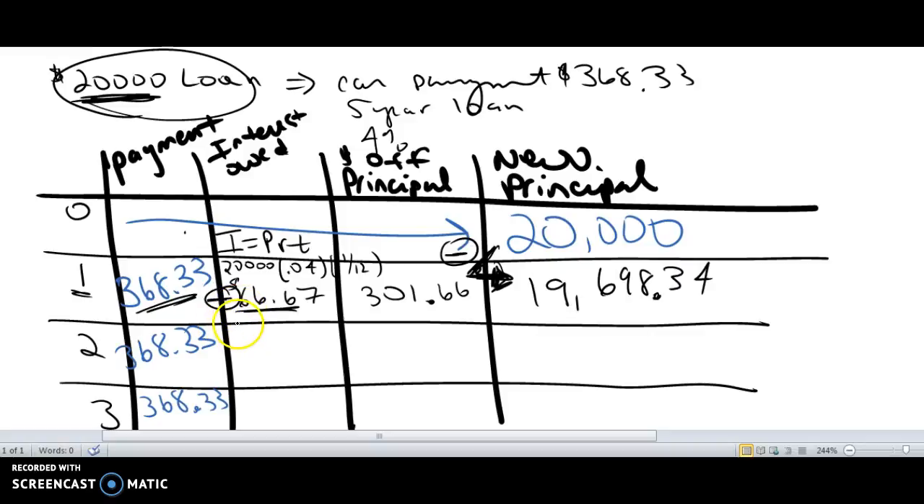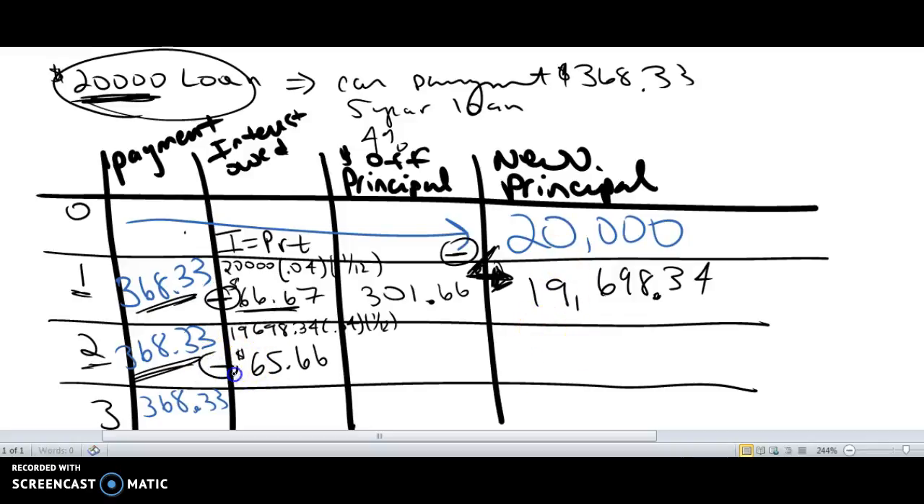So going forward, the next month, the payment stays the same. That's not a big deal. You still use this formula, but your principal is constantly changing. So now your principal is 19,000. My interest rate is still 4%, and I still take a 12th, because again, we're only doing a month at a time. This time I get $65.66. Again, my interest is slowly going down because I'm slowly paying off my loan.